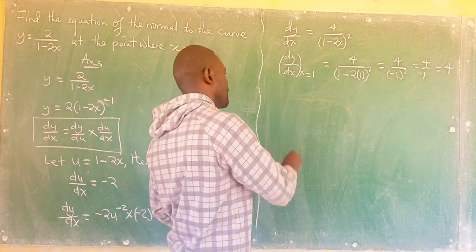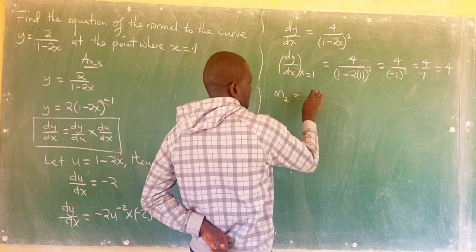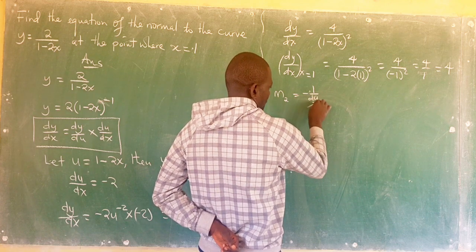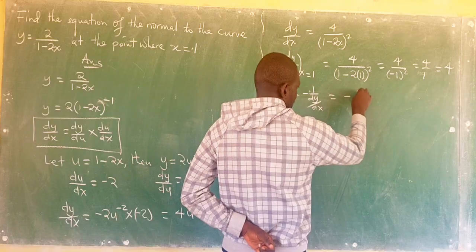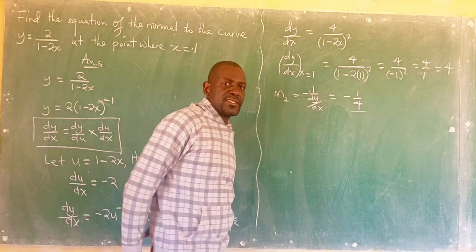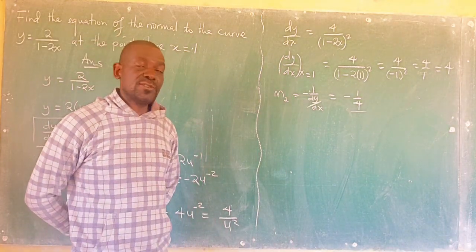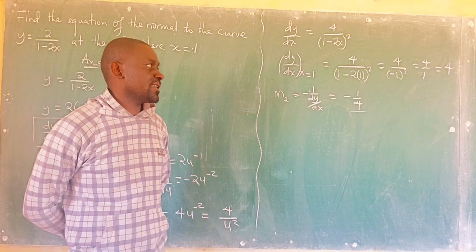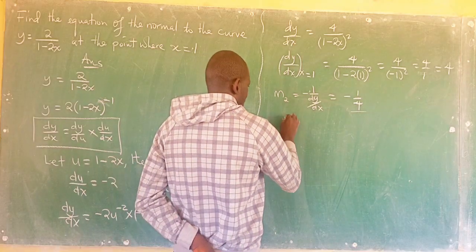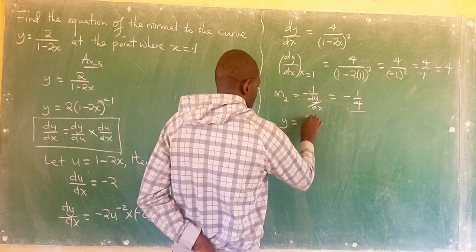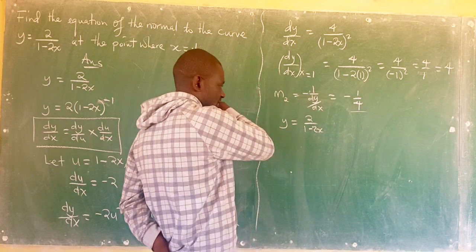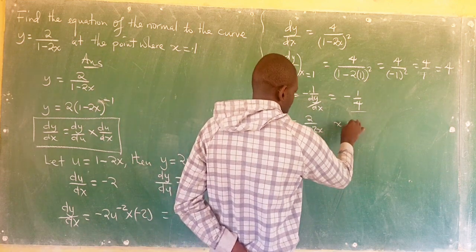And then the gradient of the normal is negative 1 over dy/dx. This will give us negative 1 over 4. So we can keep this gradient. But since we want the equation of the normal, we still need the y value at the point where x is equal to 1. So we use the original function, y equals 2 over 1 minus 2x, and substitute the x value, which is 1.